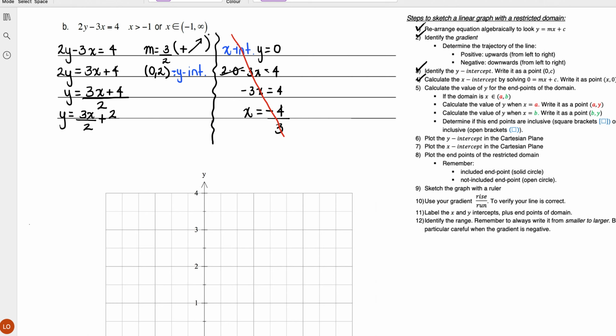Calculate the value of the endpoints. So how do I know the endpoints? So let's do it here. The first one I have to do is when x is equal to negative 1.